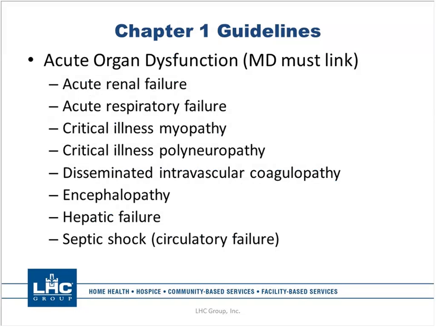Now, some of the organ dysfunctions that are routinely associated with sepsis are acute renal failure, acute respiratory failure, critical illness myopathy, and basically that's an overall body system failure, critical illness polyneuropathy, and that's basically a failure of the neurovascular system, disseminated intravascular coagulopathy, and that's sort of a blood system failure, or you'll see it written as DIC, encephalopathy, and that is brain failure basically, hepatic failure, which is liver failure, or septic shock, which is considered circulatory failure.